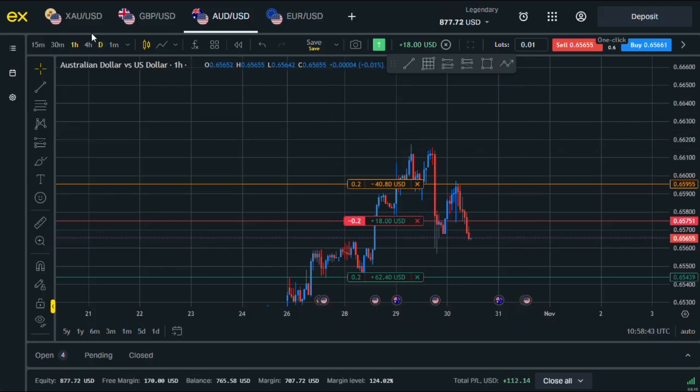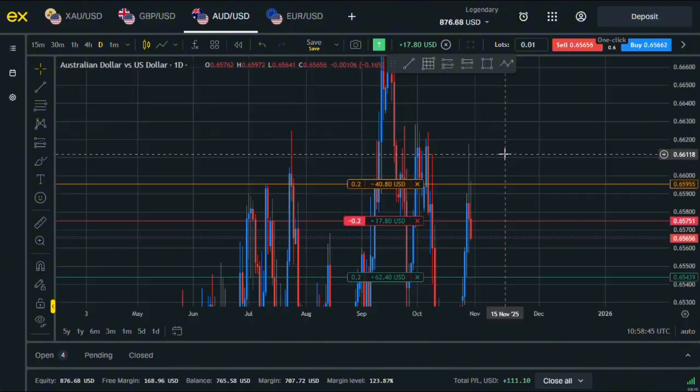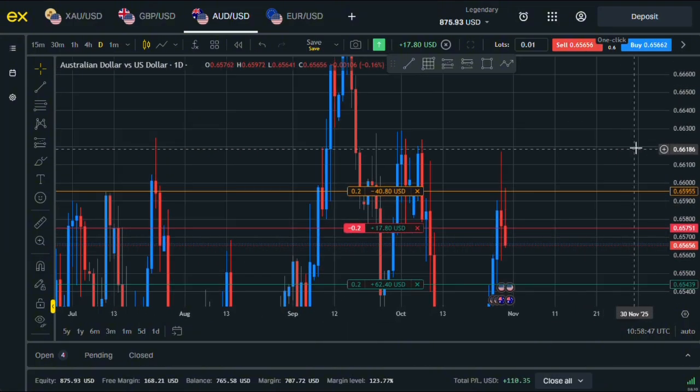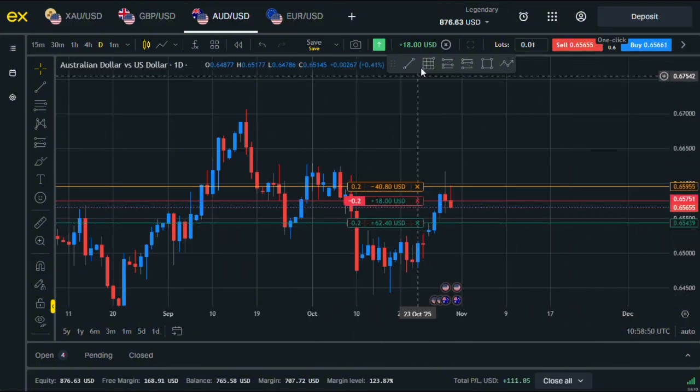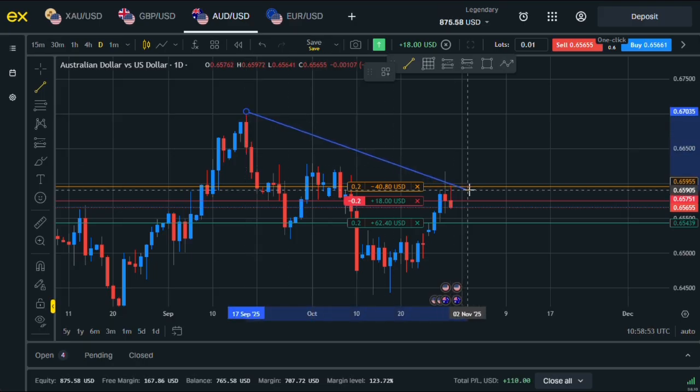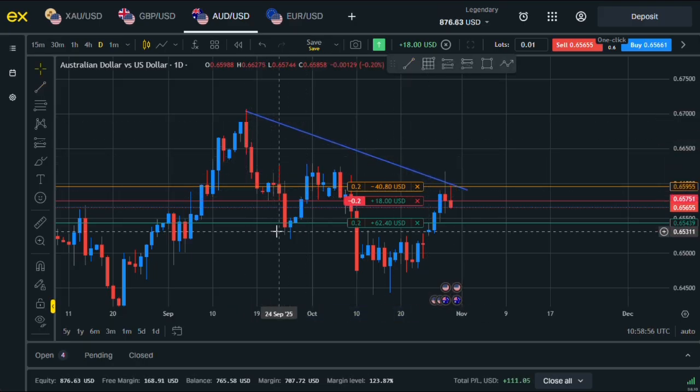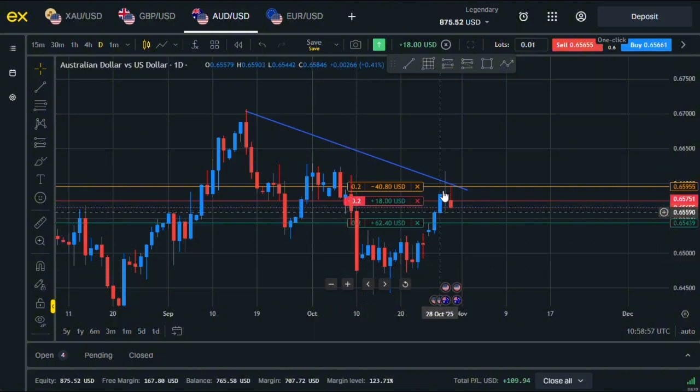All right, so if we go back to the daily time frame, we can see that price is currently making lower lows. You can see we have this trend line 2 here, which means that these lows have been taken out, which means that we are quite in a bearish or a downtrend.